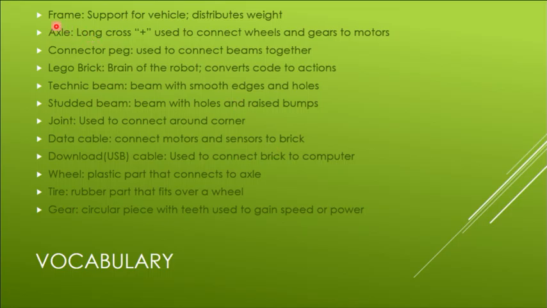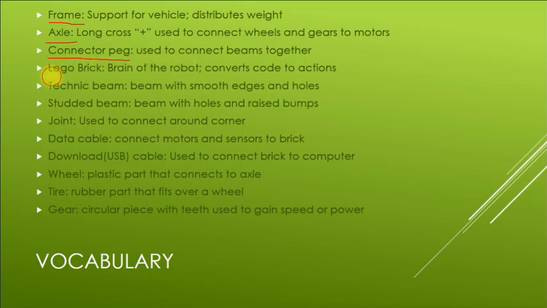Okay. Some vocabulary that you need to be aware of. First is a frame. When you're building your robot, what is a frame? Support for a vehicle, and it distributes the weight. You have an axle. It's a long cross or plus shaped piece used to connect wheels and gears to motors. You have connector pegs that we're going to be using in the Lego world, and they're used to connect beams together. There are several different types of connector pegs.